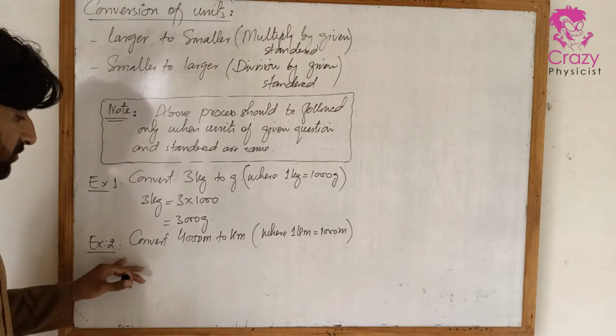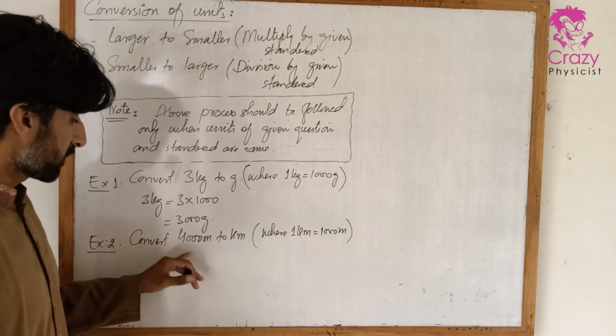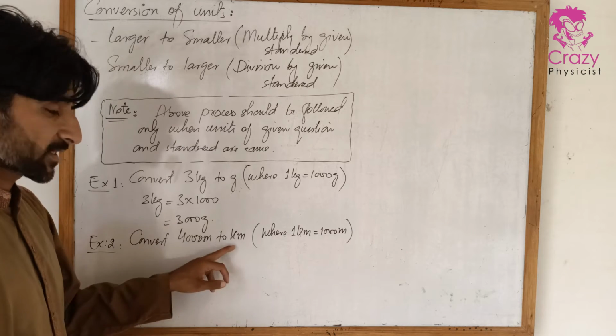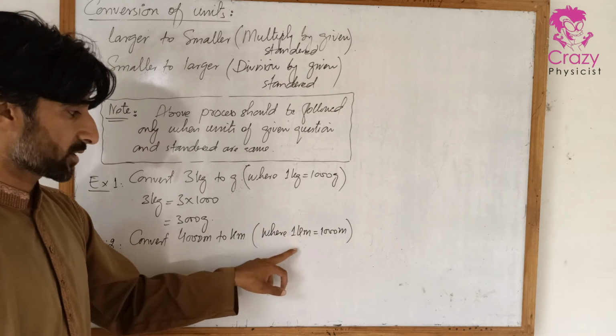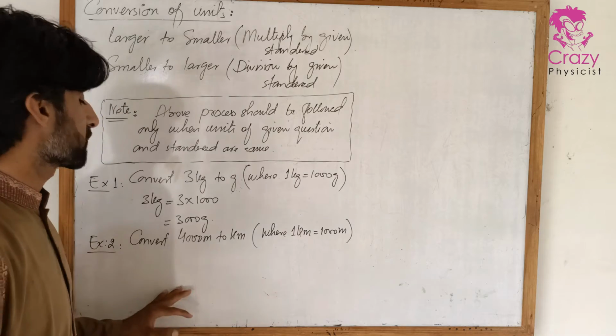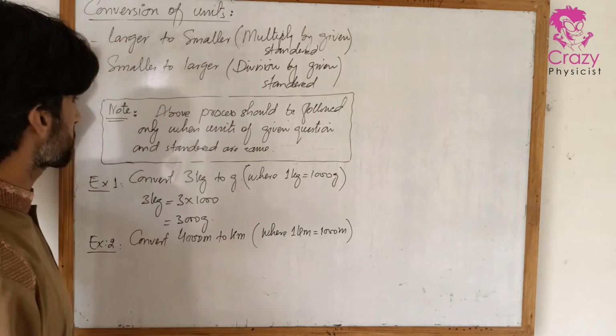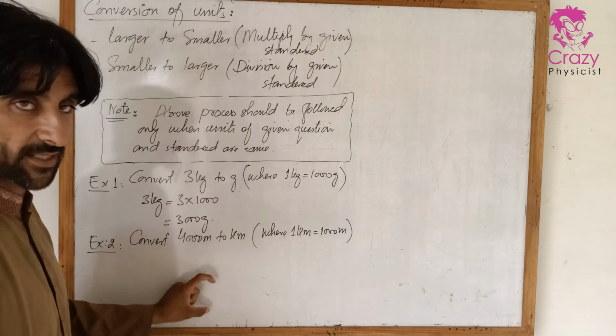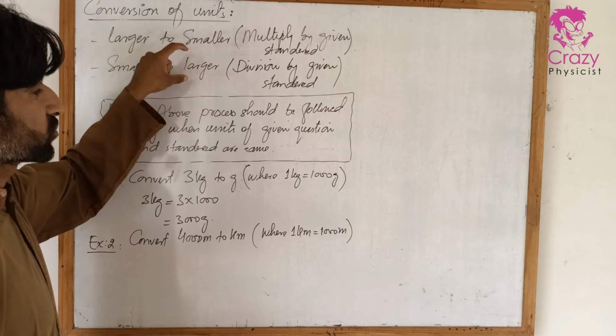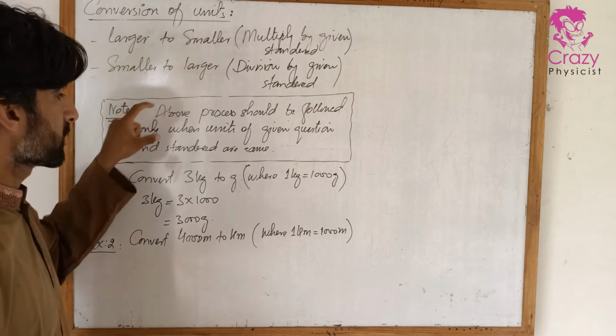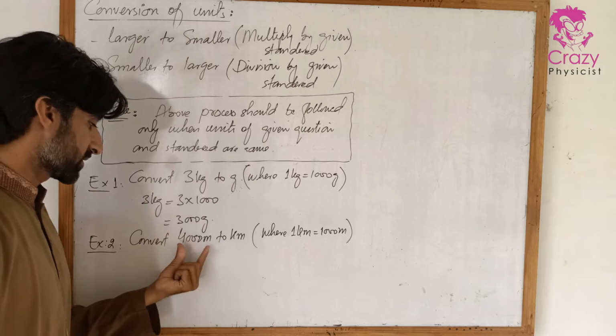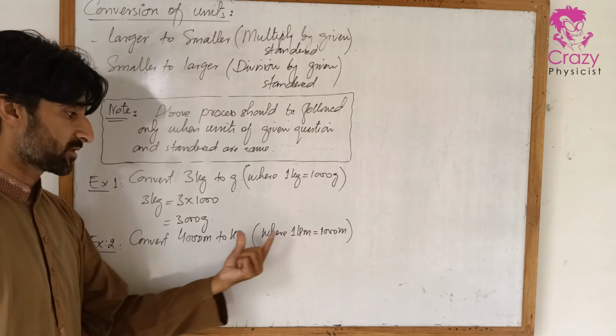So in this question you can see that we have to convert 4000 meter in terms of kilometers. The standard given is 1 kilometer is equal to 1000 meter. The simplest way is that this condition is totally parallel to the second point, so we have to follow that point, but we have to clarify it first. You can see that the units in the given question and the standard are the same.